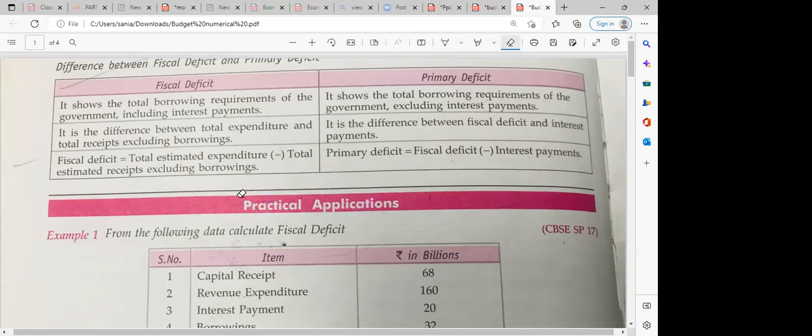Numericals are one of the easiest numericals. Why easiest? Because you have to remember only three formulas: one for fiscal, one for primary, and one for revenue. And even the breakdown, for example, total estimated expenditure, you have already done the breakdown. Expenditure will be including this, and receipts are of two types. So if you remember the three formulas, and the one formula we did for the breakdown as well, you can solve the question. So quickly do it, then we will move to numerical.